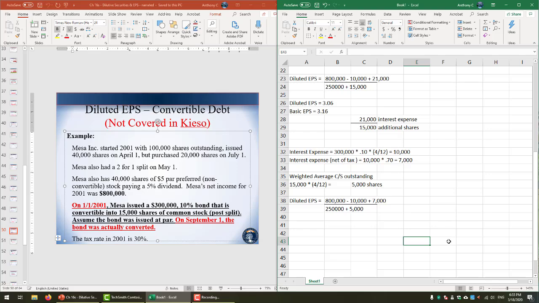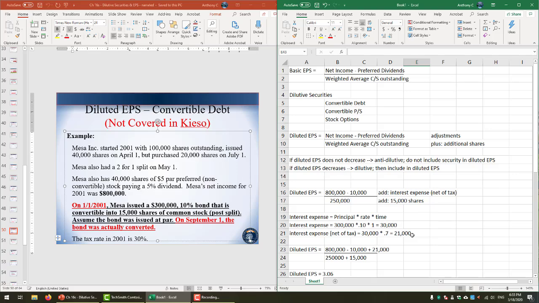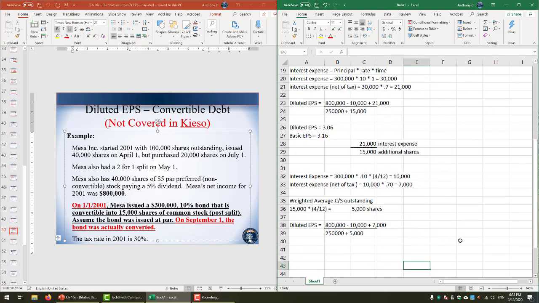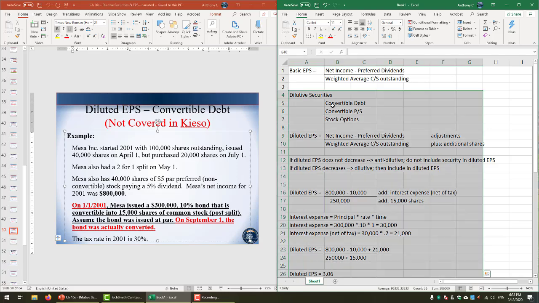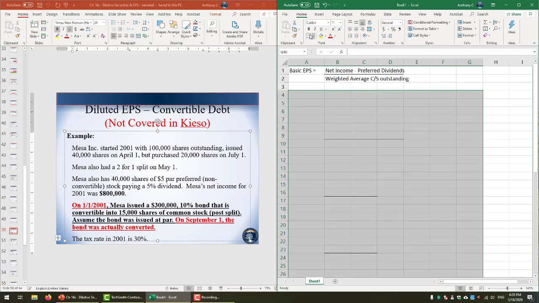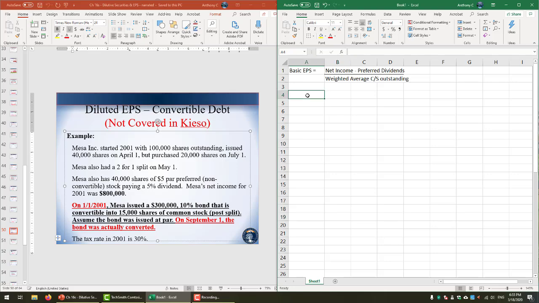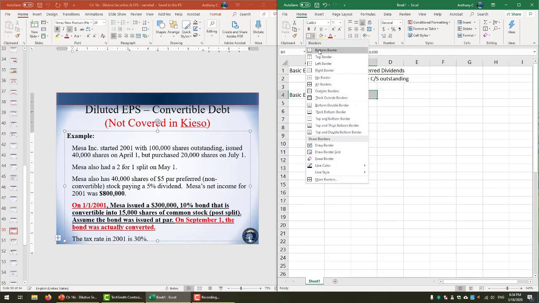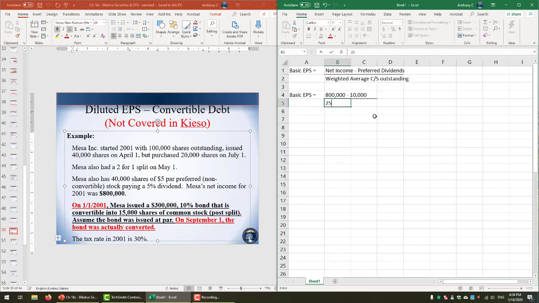So if we go back to what we did previously, and we calculated basic EPS, I'm actually just going to get rid of all this. So earlier when we calculated basic EPS, we put in net income that hasn't changed. Net income was 800,000. Our preferred dividends were 10,000. And then we divided that by our weighted average common stock outstanding, which ended up being 250,000 shares.